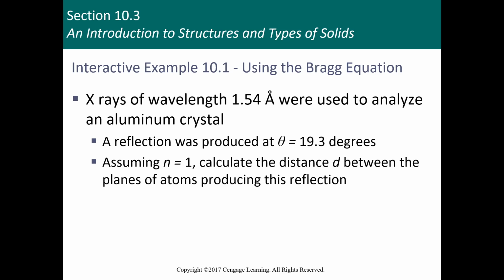So X-rays of wavelength 1.54 angstroms were used to analyze an aluminum crystal. A reflection was produced at this angle right here, theta, 19.3 degrees. And so assuming n equals 1, that you're getting just the next one down, calculate the distance d between the planes of atoms producing this reflection. And so all we have to do now is plug this into the Bragg equation.